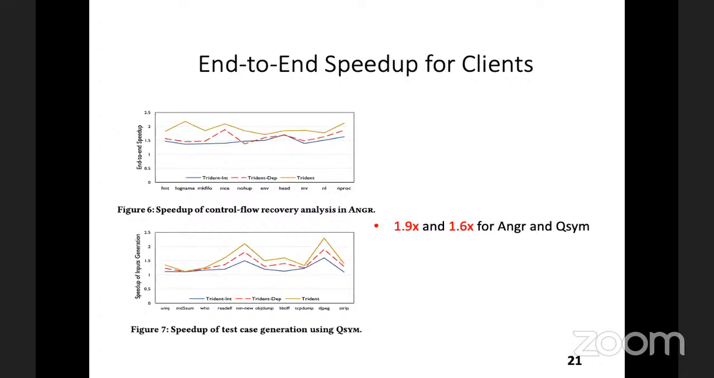In addition to running time, finally, we also apply our solver to the 3 tools and see if it can improve the performance of the client analysis. Both KLEE, Angr, and Pinpoint use Z3 as their default solver, so they can benefit from our solver directly. In summary, our tool can improve the performance of Angr and KLEE by about 1.9 and 1.6 times.